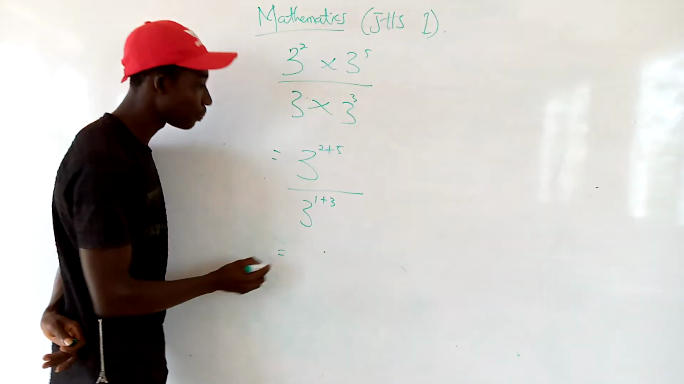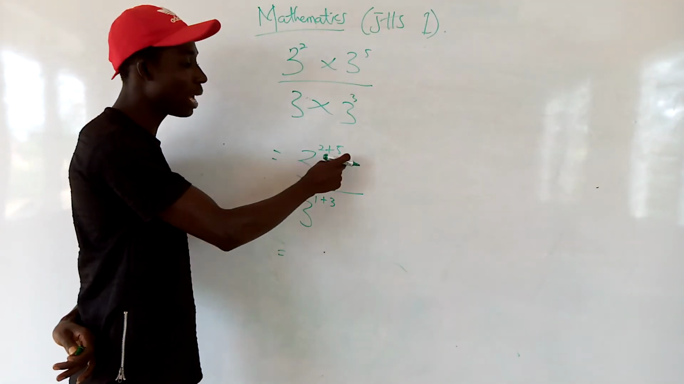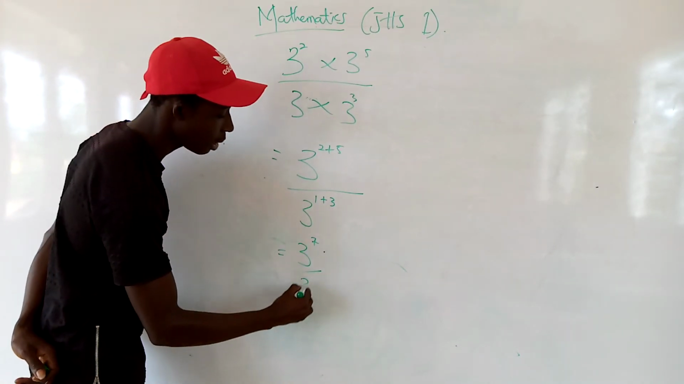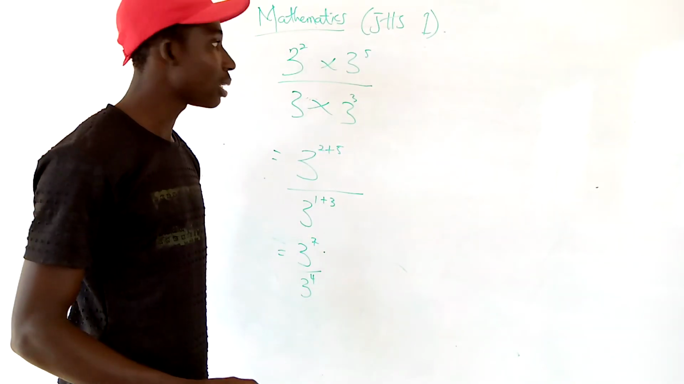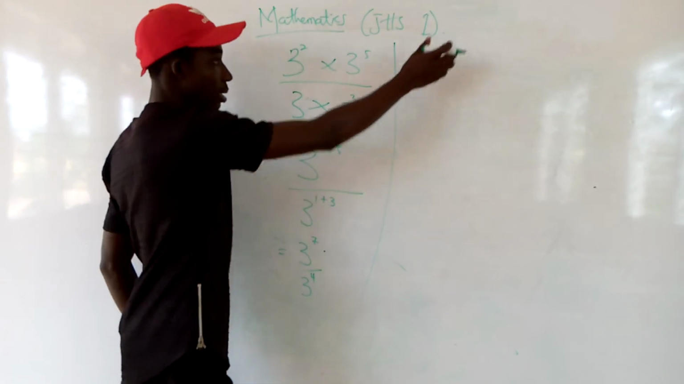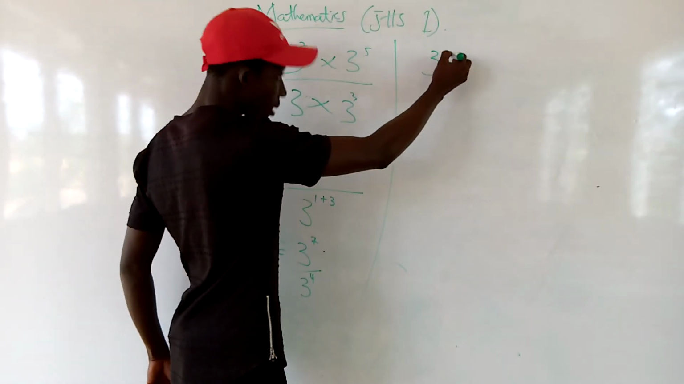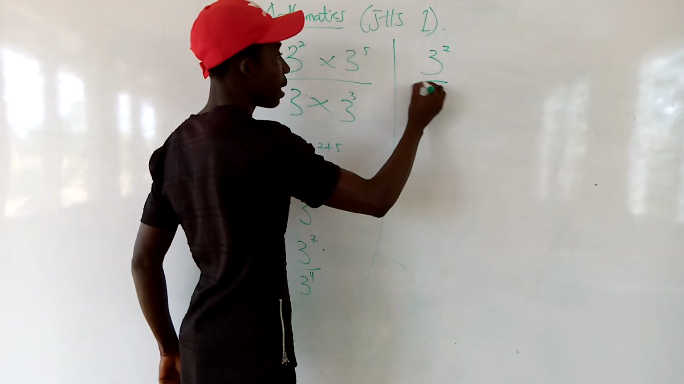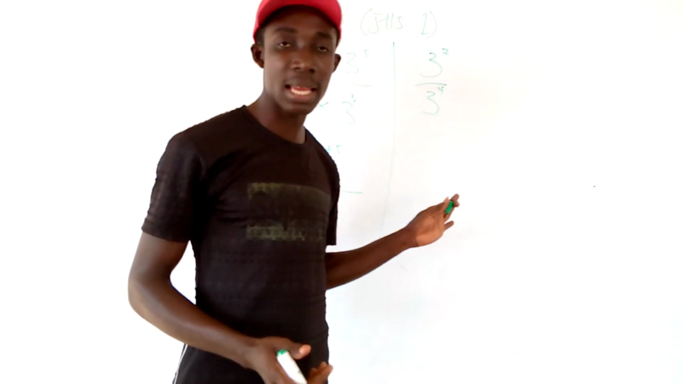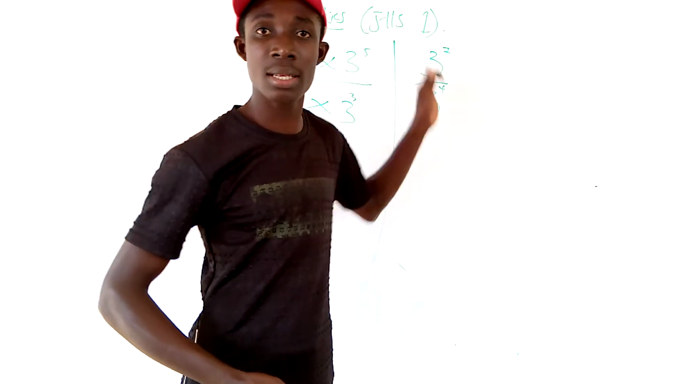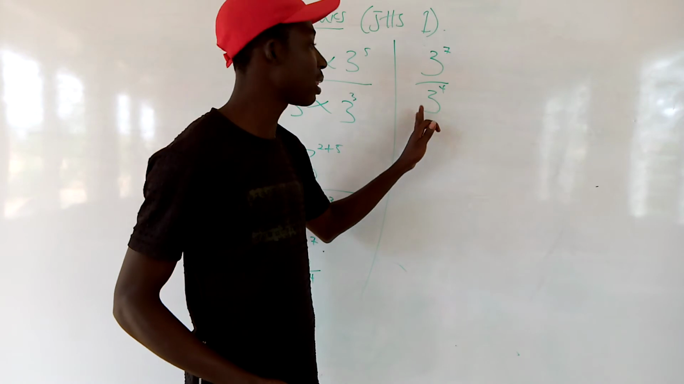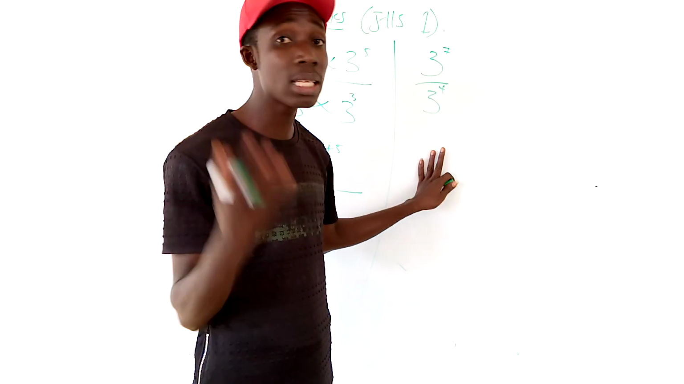Now let us move on. 2 plus 5 is what? That gives you 7 over 3 exponent 5. Are you following? Now let me continue here. So we have 3 exponent 7 over 3 exponent 5. Now, what rule can we apply here? They are dividing. You can see that they are dividing. 3 exponent 7 is dividing the 3 exponent 5. So we can what? Subtract.